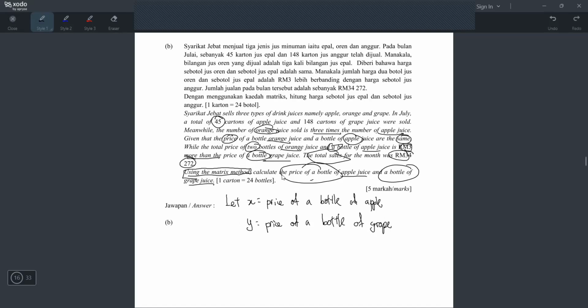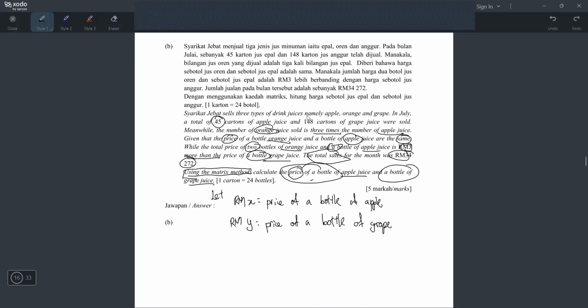But what if they want to find, let's say, number? Then you let X be the number lah, the number of bottle. Okay, but remember, you also have to be more specific and write price. So if this is price, it means your X and Y is actually in RM, right? Because it's a price. Okay, and now we can find our XY. Sekarang kita akan baca sekali lagi from the beginning.